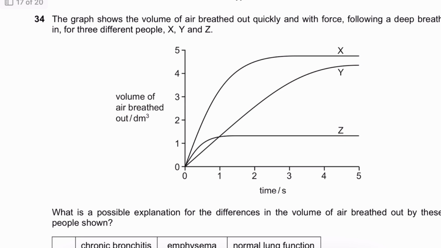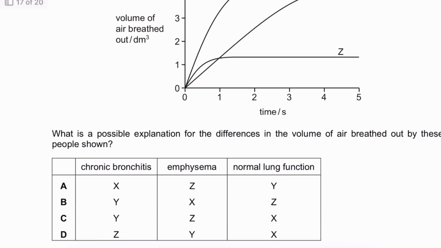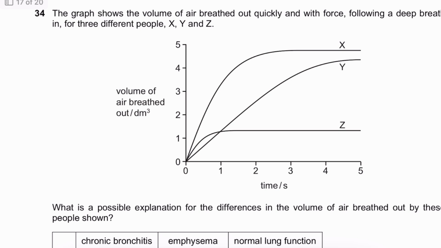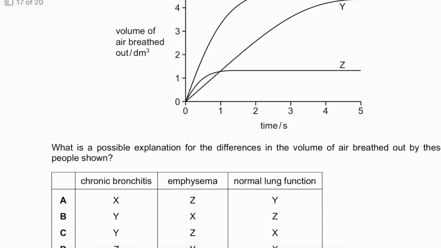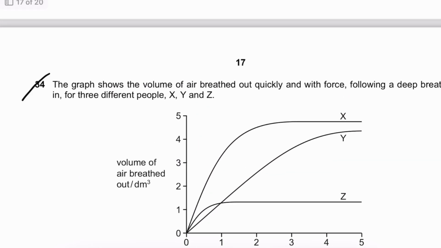The graph shows the volume of air breathed out quickly with force, followed by a deep breath in, in 3 different people, X, Y, and Z. What is a possible explanation for the difference in volume of air breathed out by these people? Here we have chronic bronchitis or emphysema or normal lung function. This is long out of your syllabus. Emphysema is not part of your syllabus anymore, which is why 34 is eliminated.